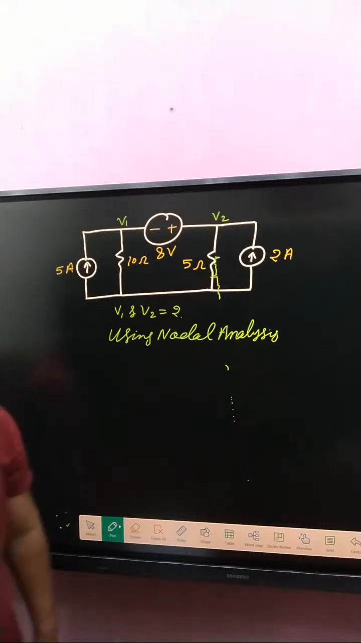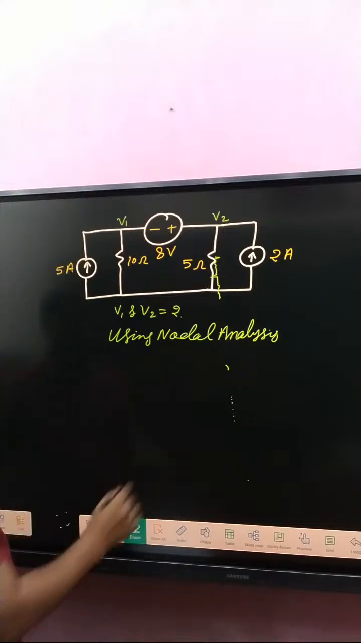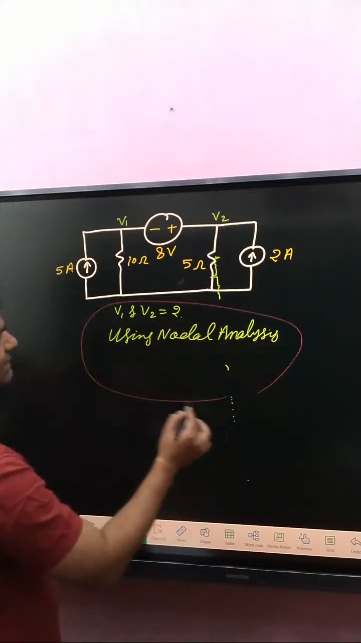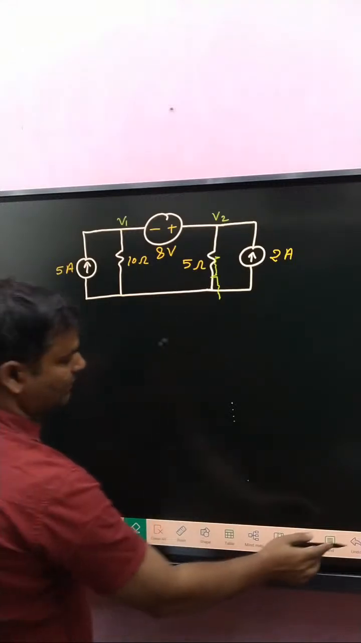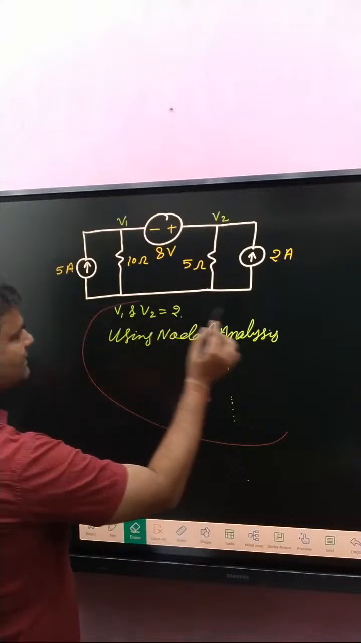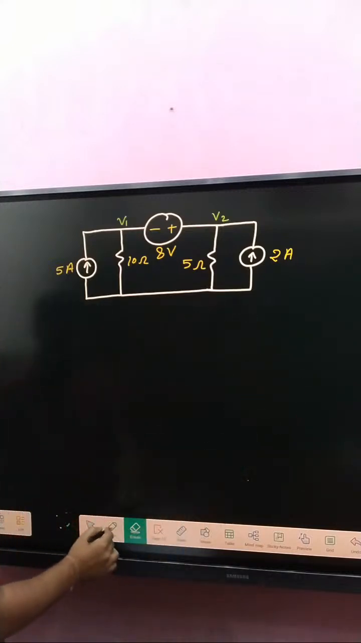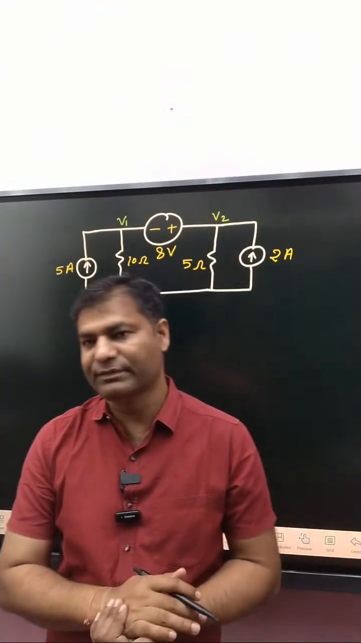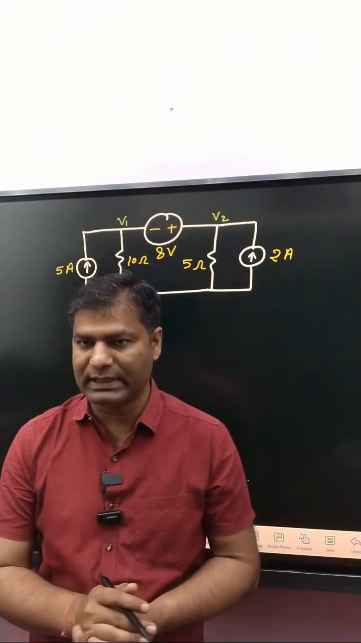So we have focused on how we can determine V1 and V2 with the help of nodal analysis. So first of all, what is nodal analysis? Nodal analysis is the application of KCL. So how can we utilize it?